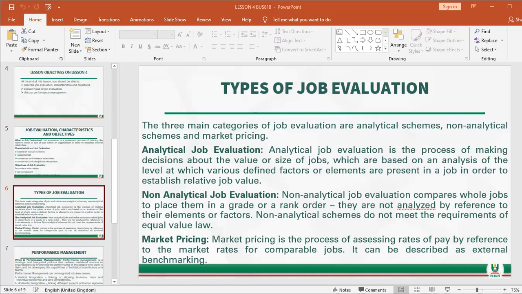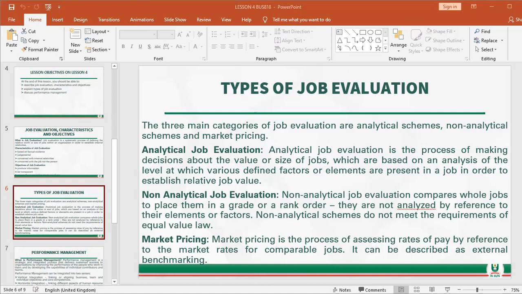So we move on to the second type of job evaluation, and this is non-analytical job evaluation. Non-analytical job evaluation compares whole jobs to place them in a grade or a rank order. They are not analyzed by reference to their elements or factors. Non-analytical schemes do not meet the requirement of equal value law. They operate on a job-to-job basis, in which a job is compared with another job to decide whether it should be valued more, less, or the same. Okay, so this is what non-analytical job evaluation is.